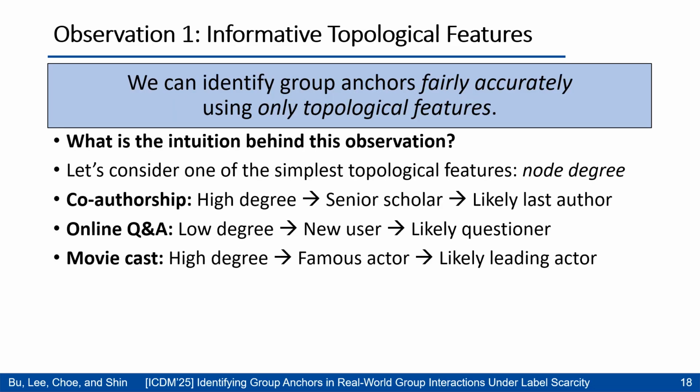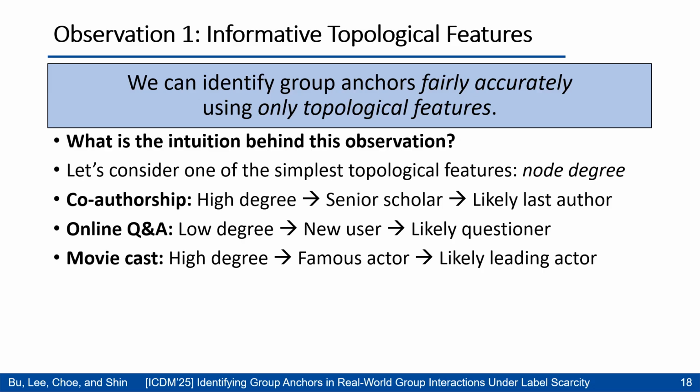Thankfully, yes, they are. Specifically, we observe that using only topological features, we can identify group anchors with a fairly high accuracy. In other words, topological features are quite indicative of group anchors. We also have some intuition behind such an observation.